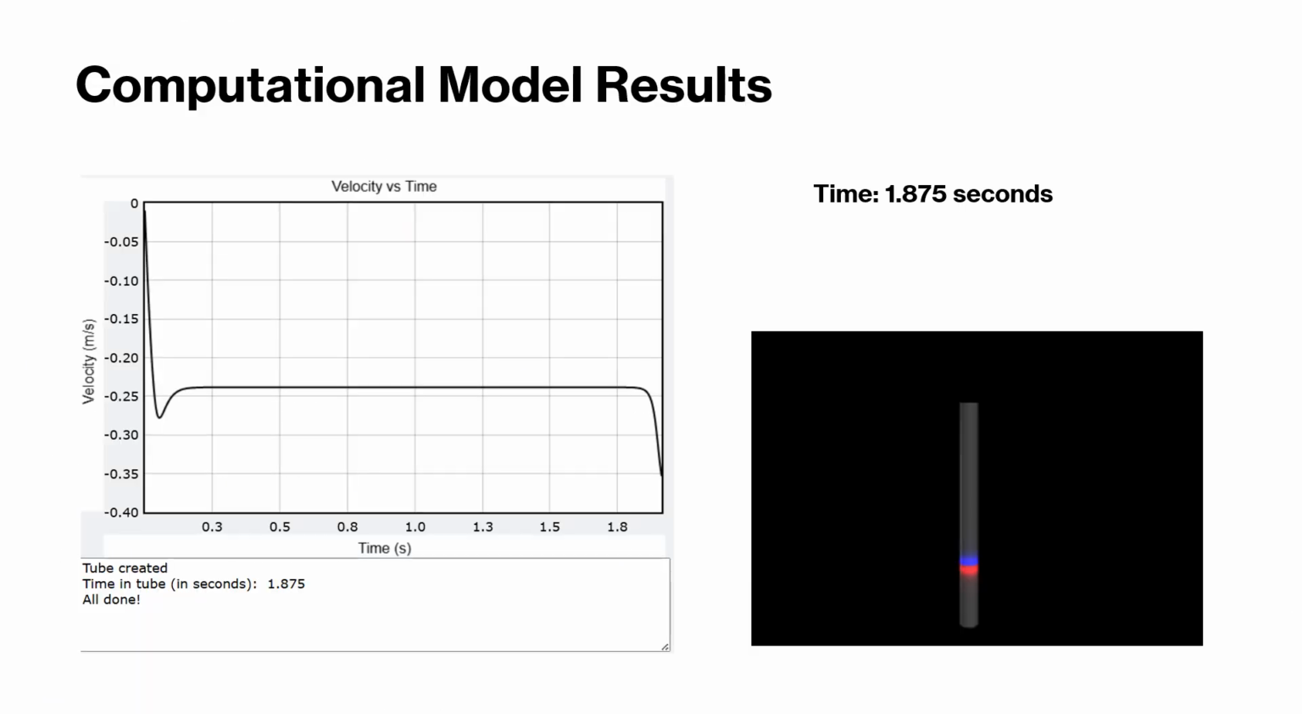Computational model results. When we run our code, we are given this output. We're given a velocity versus time graph, which shows a steady velocity in the time that the bar magnet is in the tube. The time that it takes for the bar magnet to enter and then leave the tube is calculated to be 1.875 seconds. This image on the right shows what the tube looks like as the bar magnet travels through, with the magnetic force and the induced current shown in blue and red, respectively.